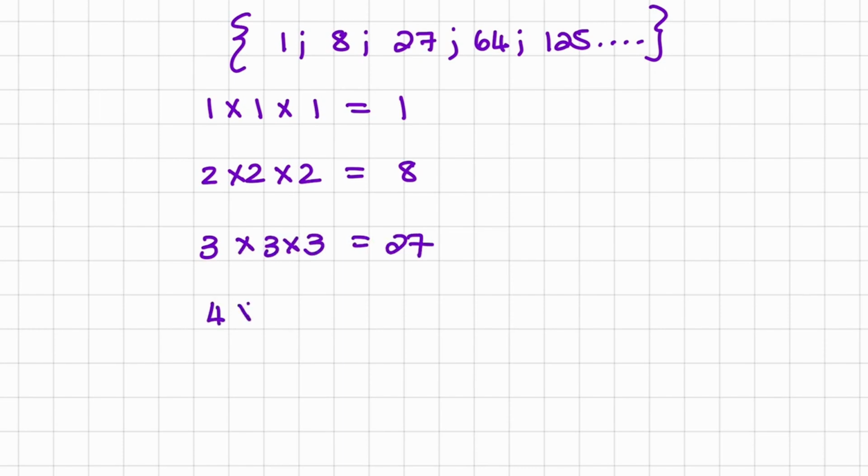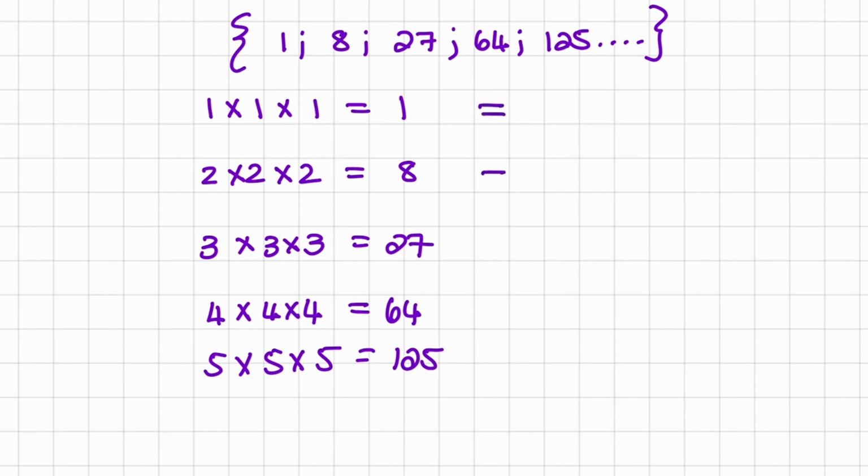And if I multiply 4 with itself twice, I get 64. And the same goes for 5. So these are all cube numbers. And how we find cube numbers is we take a natural number and we raise it to the third power. So I say 3 raised to the power of 3, or 3 cubed, 4 raised to the power of 3, 5 raised to the power of 3, and so forth.